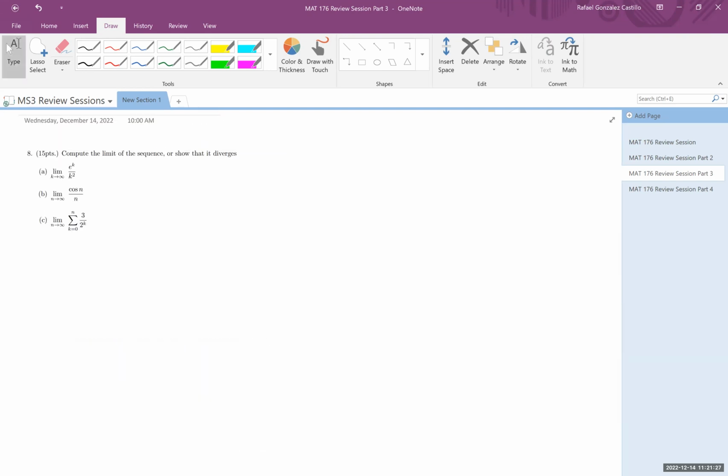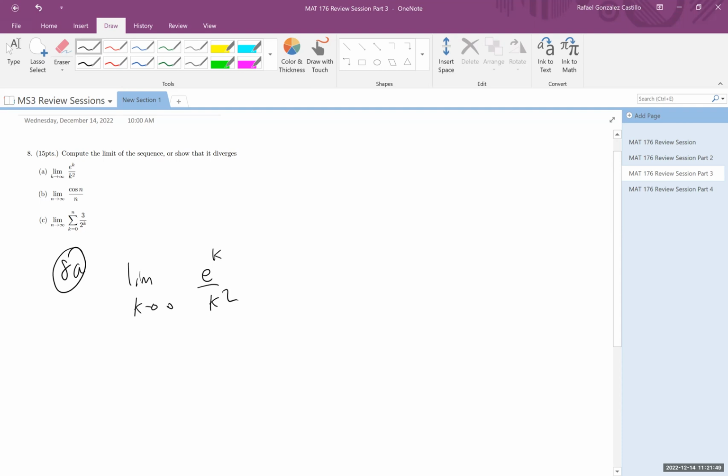So for problem number 8, for part A, we have to compute the limit of the sequence and show that it diverges or converges. So here for this one, we have the limit as k goes to infinity of e to the k over k squared.